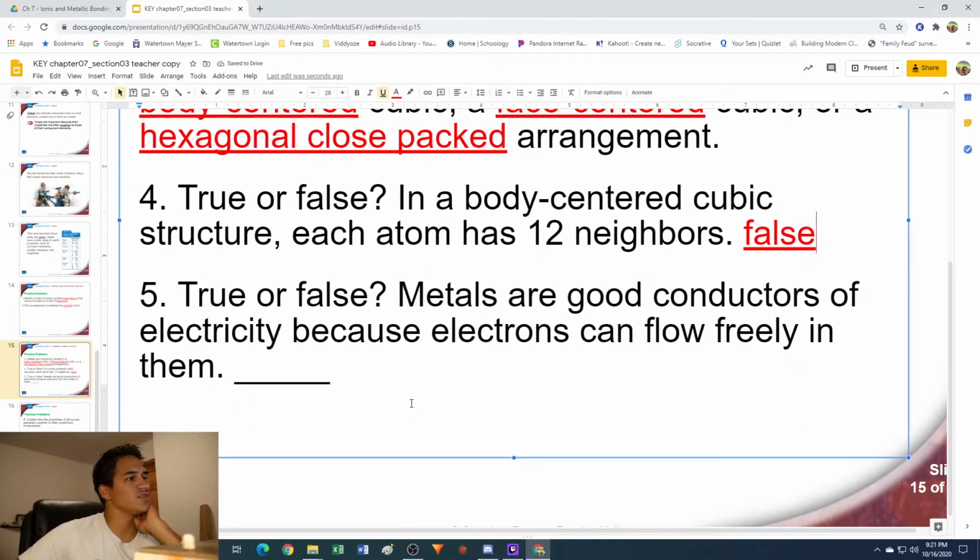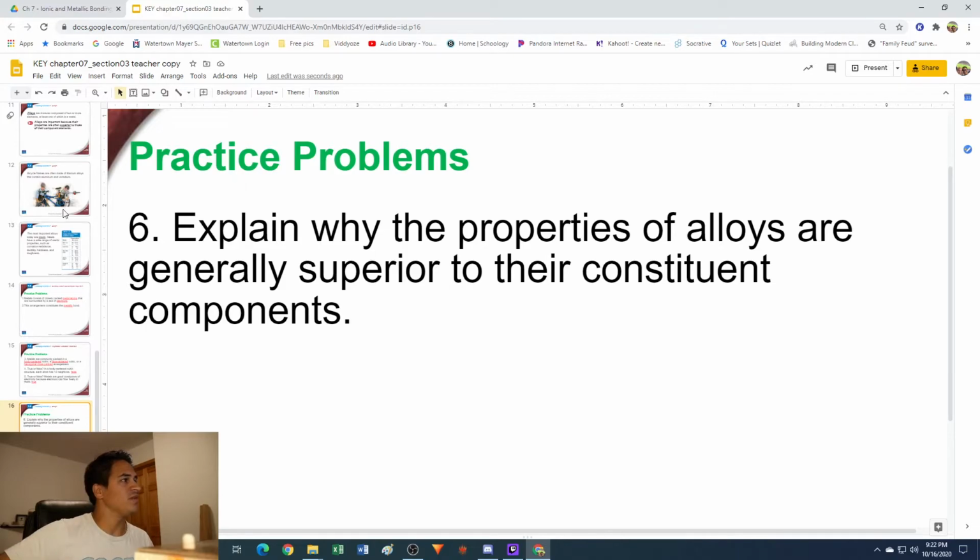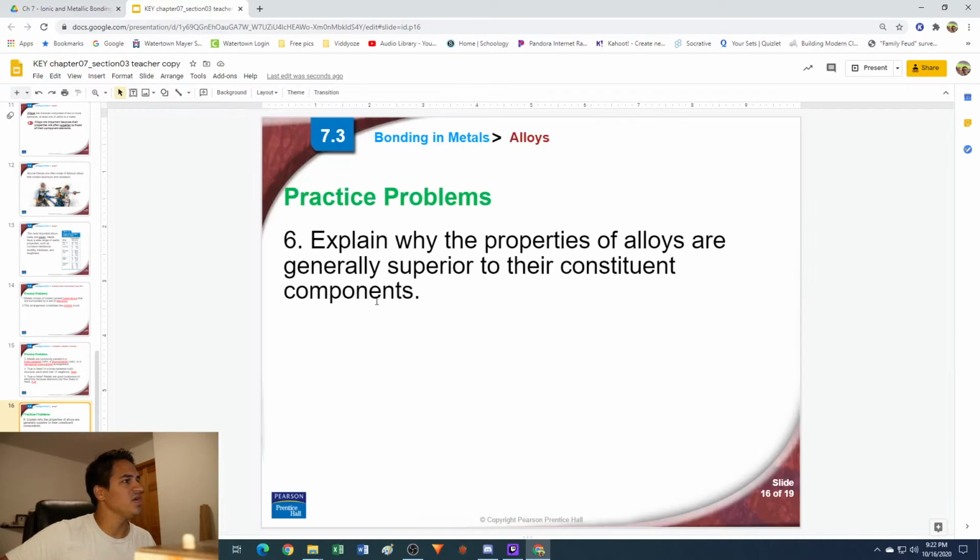Number 5, true or false. Metals are good conductors of electricity because electrons can flow freely in them. That is true, yeah. That is the reason why metals are good conductors, because their electrons are free-flowing, they can move around, and electricity is just the flow of electrons. So when electrons move in one direction, that is known as electricity, which metals are able to do very easily.